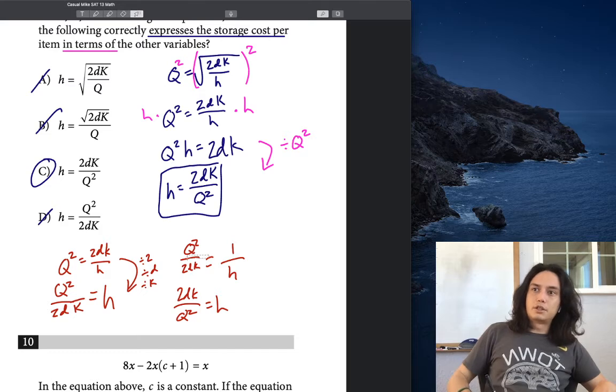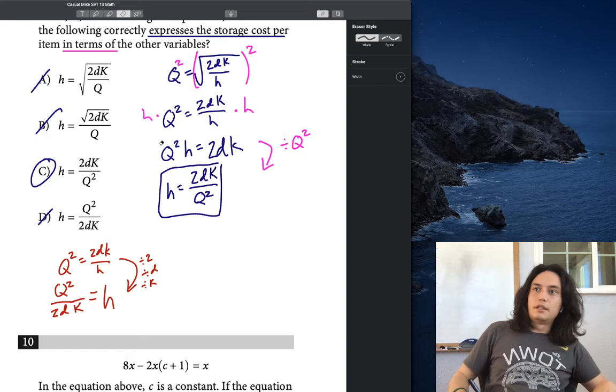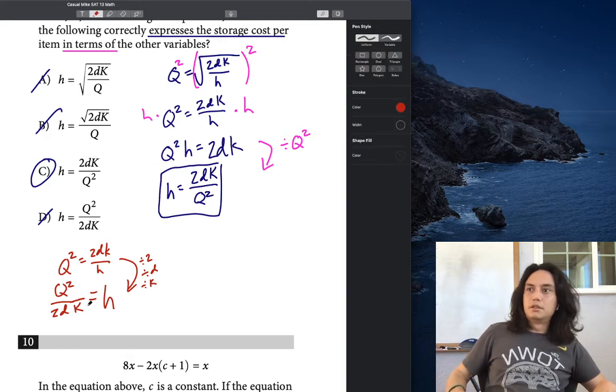All right, I'm going to erase this because it's scary and misleading. And then I'm going to write a big X right here. No, you fool.